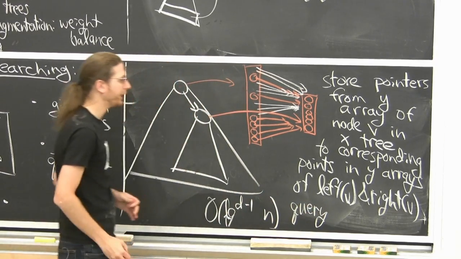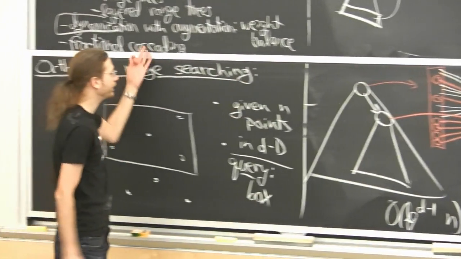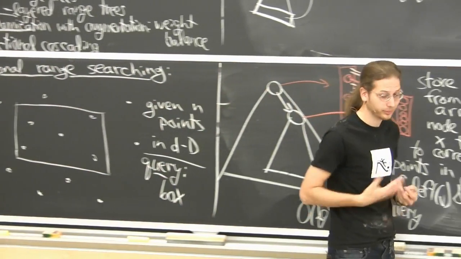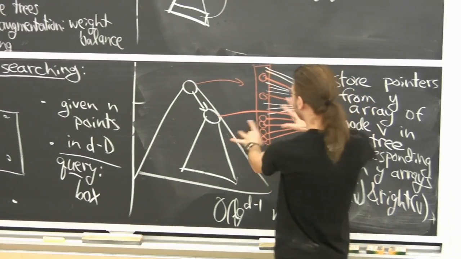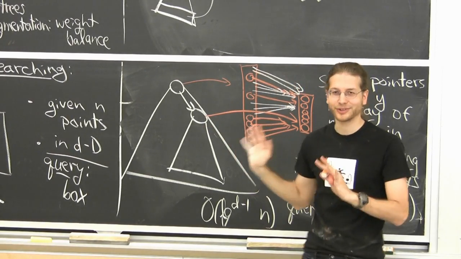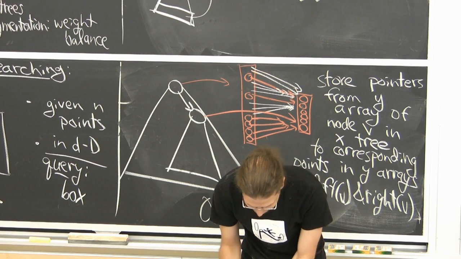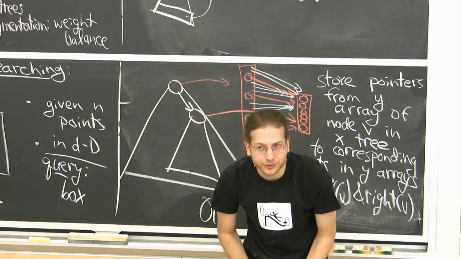I call this cross-linking. A lot of people call it fractional cascading. Both are valid names. It's a cool idea, but simple once you can see both dimensions at once, which I know is hard to see in 2 dimensions, but it can be done. All right. Questions?